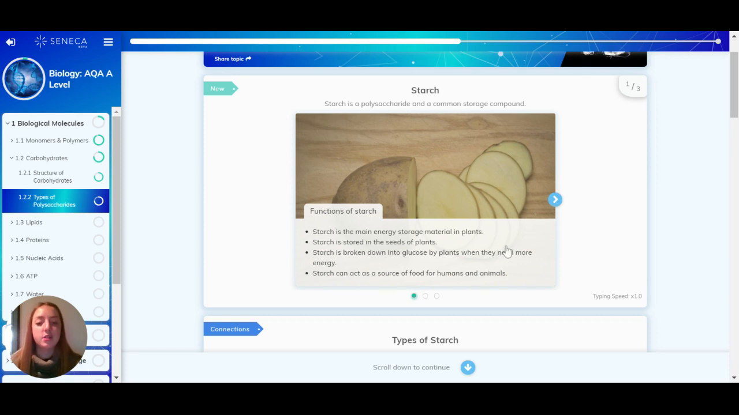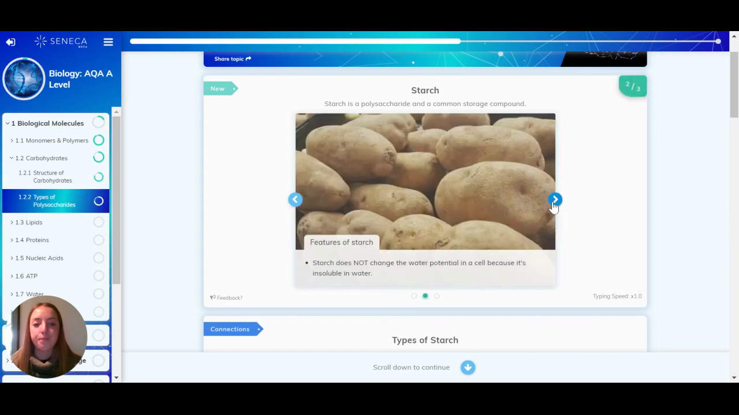And starch can act as a food source for humans and animals. For example, we eat potatoes, we eat plant seeds, we eat grains such as rice. All of these contain starch. Starch does not change the water potential in a cell where it's stored because it is insoluble in water, and this makes it a good storage compound.